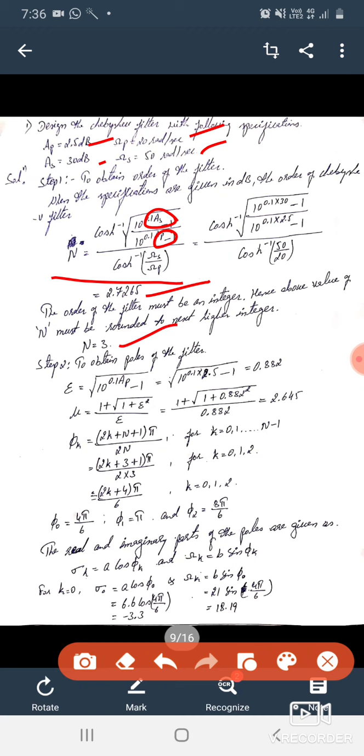Next, to obtain the poles of the filter, we use our zeta value and also the mu value. Zeta is taken from the equation square root of 10 raised to 0.1 AP minus 1. Substitute for AP, you will be getting 0.882. For mu, if you substitute the zeta value here, you will be getting 2.645.